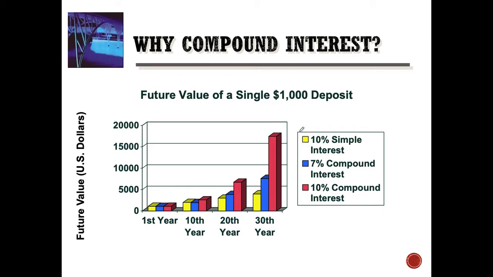Why compound interest? This is the future value of a single $1,000 deposit. The yellow one is 10% simple interest here. The start is the same, but the final result for 10% compound interest is much higher than simple interest. It is the same 10%, but the final result for compound interest is much higher.